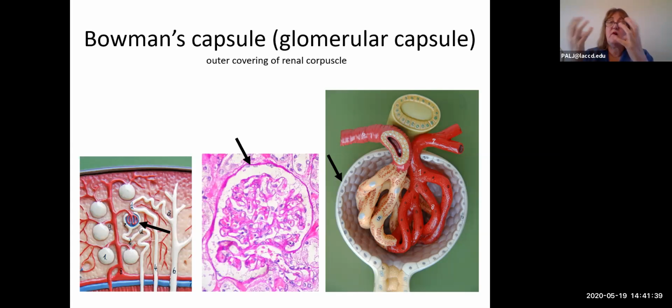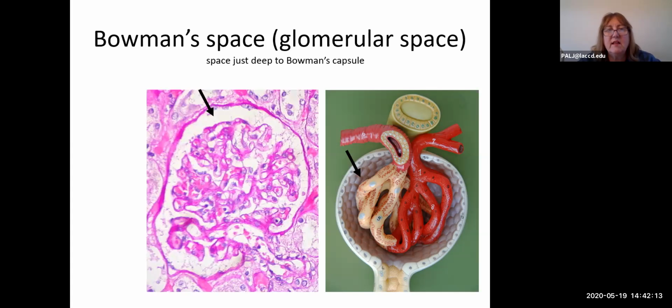Well, the outer part, the part that would be like the yellow ball of the tennis ball, that is Bowman's capsule, also known as the glomerular capsule. Okay, so it is this outer part here where you can see these epithelial cells on it. So in a microscopic view of the kidney, it is this outer part right here where the arrow is that will be Bowman's capsule. And then inside Bowman's capsule, you have a space, and inside the space, you have this tangle of blood vessels. So the space is known as the glomerular space, or Bowman's space. You can use either term, I'll give you credit for either term.